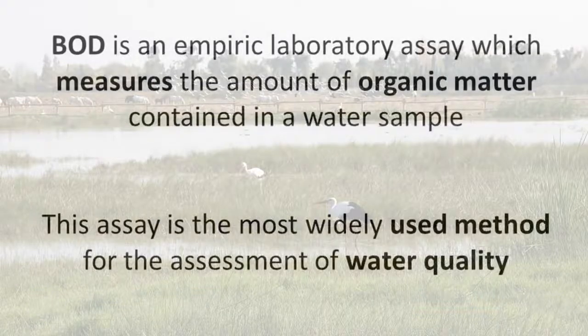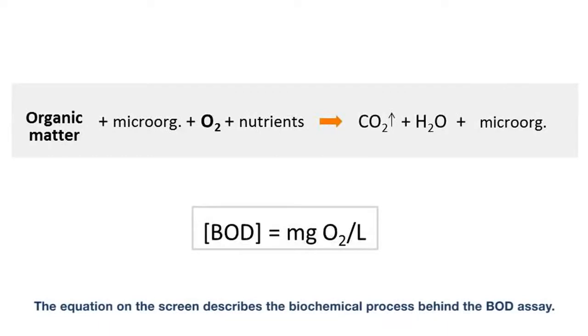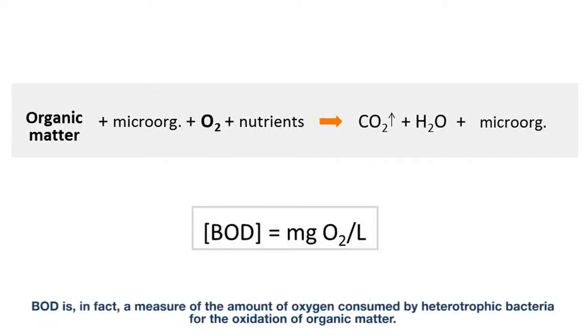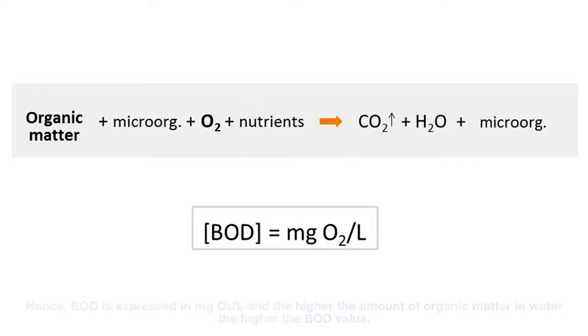The biochemical oxygen demand is an empiric laboratory assay which indirectly measures the amount of organic matter contained in a water sample. This assay is the most widely used method for the assessment of water quality. The equation on the screen describes the biochemical process behind the BOD assay. BOD is, in fact, a measure of the amount of oxygen consumed by heterotrophic bacteria for the oxidation of organic matter. Hence, BOD is expressed in milligrams of oxygen per liter. And the higher the amount of organic matter in water, the higher the BOD value.